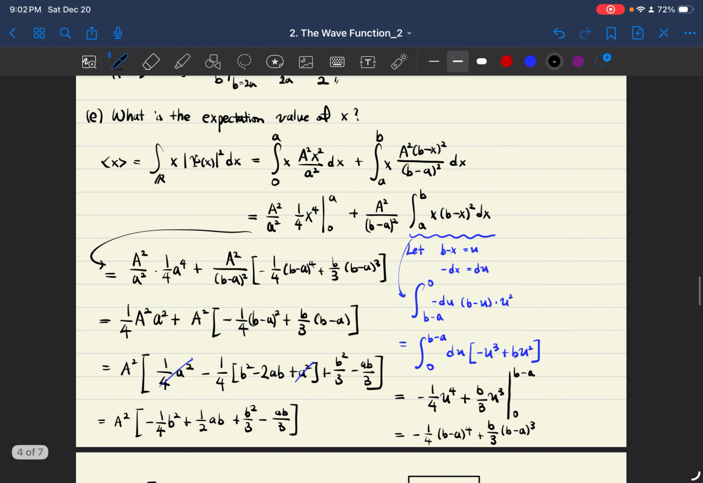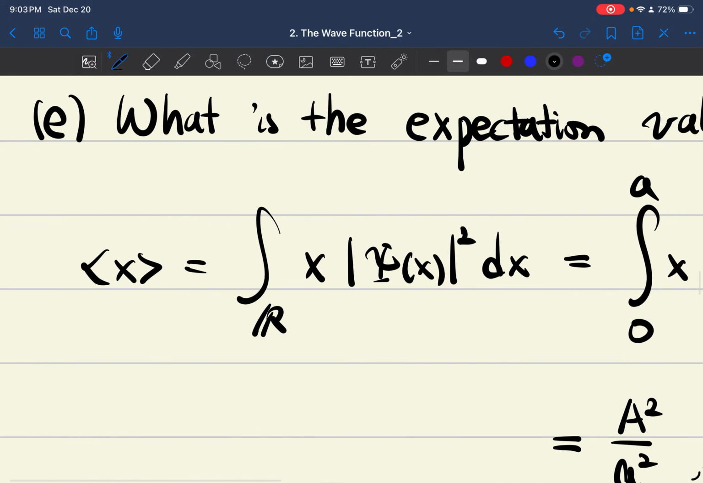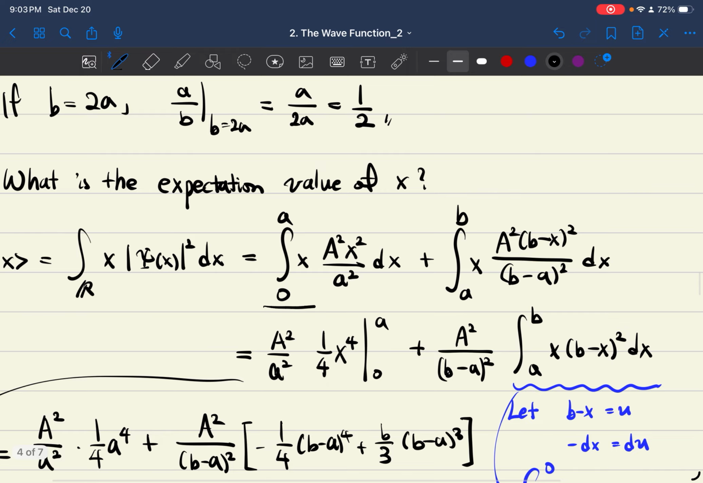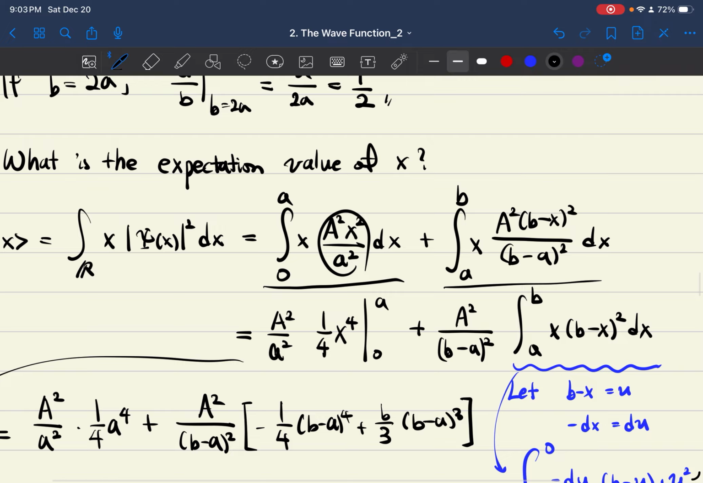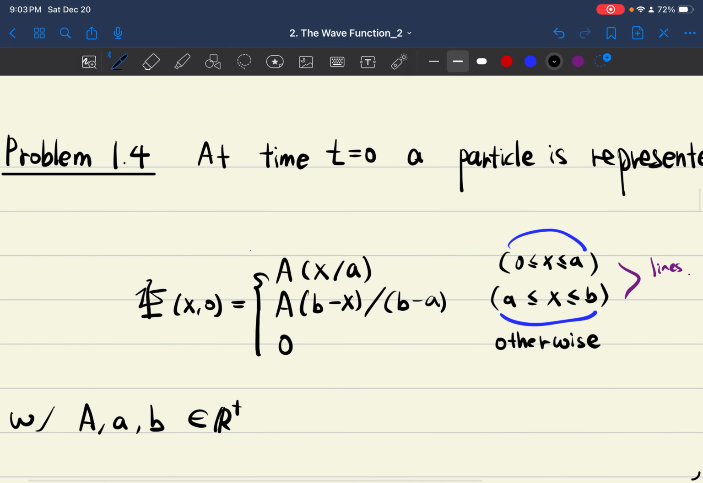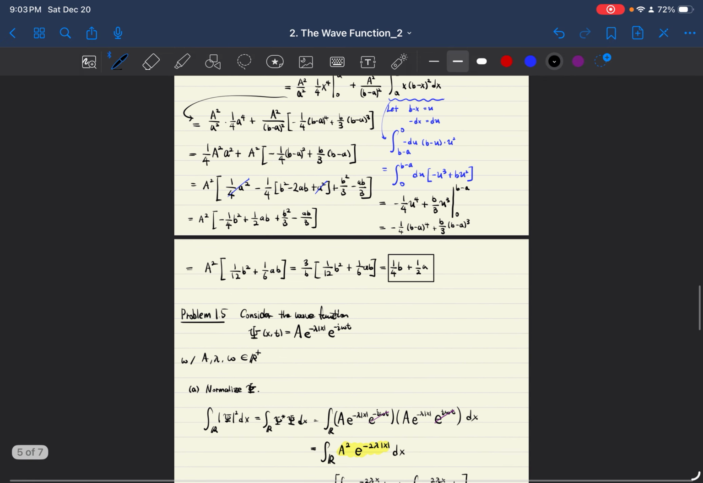Lastly, what is the expectation value of x? Only the definition of expectation value matters. So the bracket x is just the whole space integral of x times the norm squared of psi(x), and this is exactly the same as this integral from 0 to a to b. You can recall the function from the original definition of psi, like this.